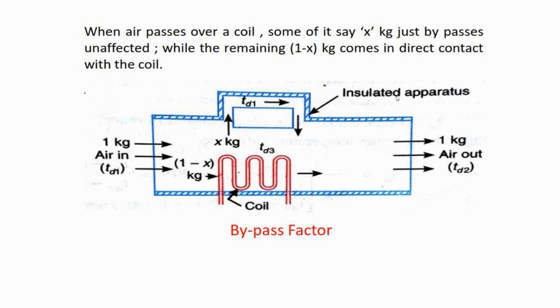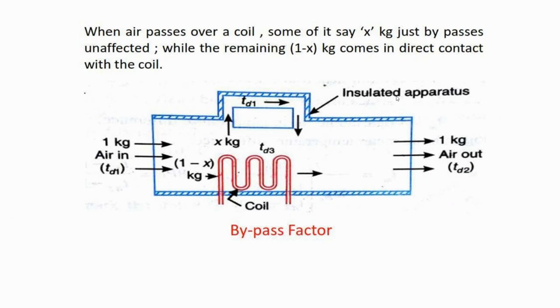So let us suppose the inlet is 1 kg of air, whose temperature is TD1, and inside there is a cooling coil. Now 1 minus x kg of air is passing through the cooling coil, and the remaining x kg of air is passing directly without coming in contact with the cooling coil. So that remaining air would not be affected by the cooling coil, and just the remaining fraction of air will come into contact with the coil and be affected. After that, both airs will be mixed and come out.